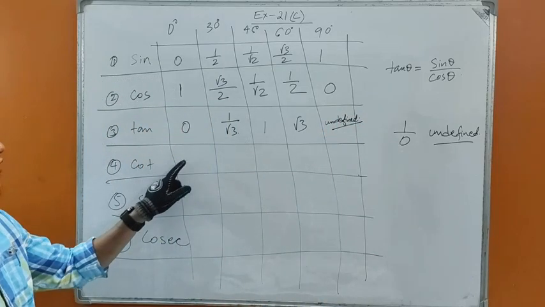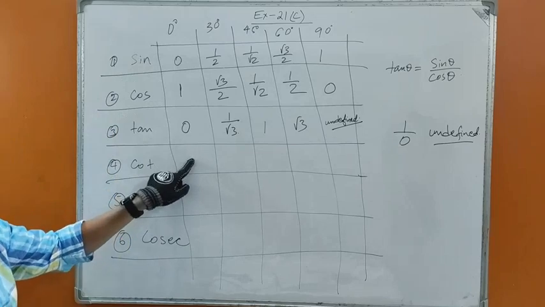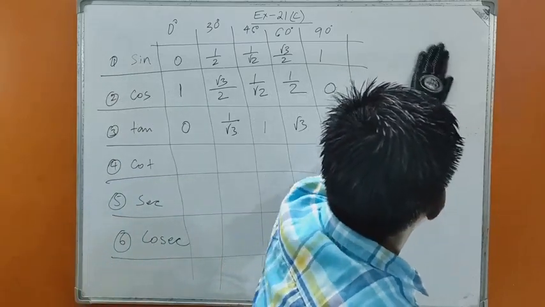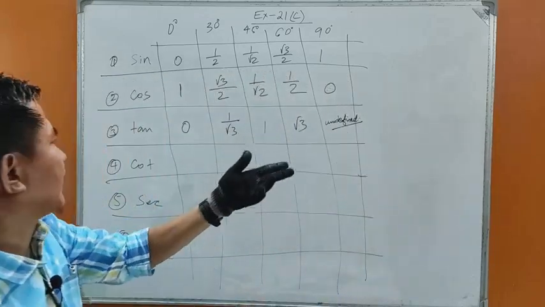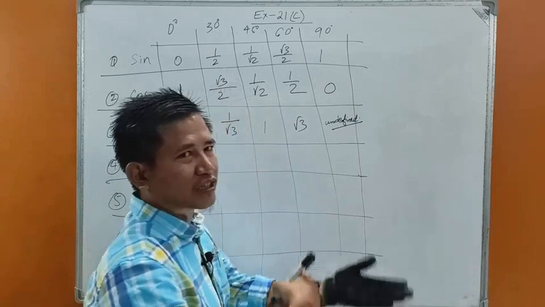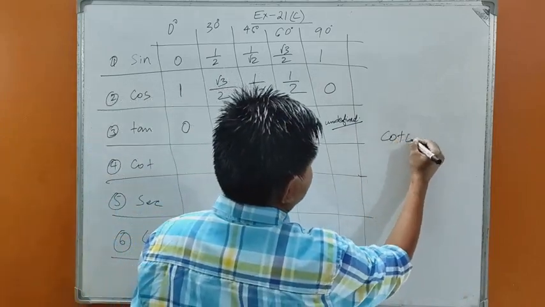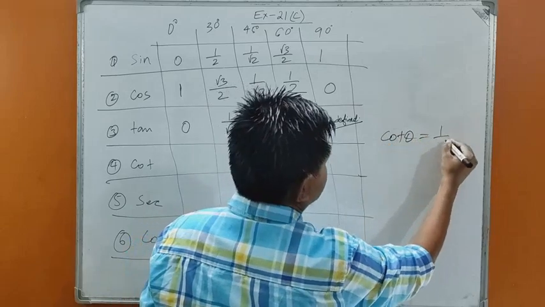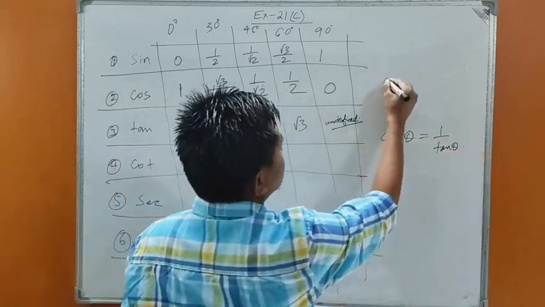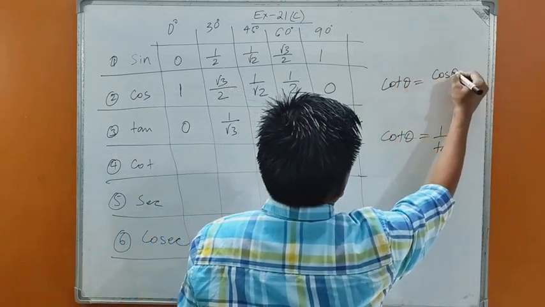So what will be the value of cot 0 degree? Cot means, let me explain this. Cot means the opposite of tan, isn't it? Cot means the opposite of tan. Or you can write cos theta by sin theta also. But I write cot theta equals 1 upon tan theta, the opposite of tan theta, isn't it? Or you can use this also, it gives the same result. Cot theta equals cos theta by sin theta.